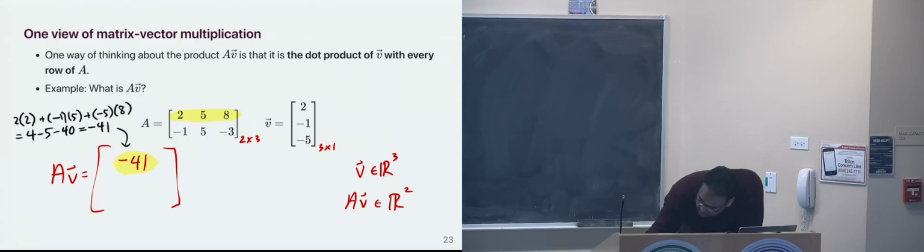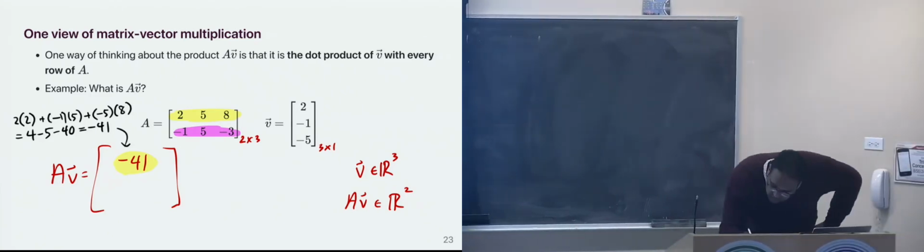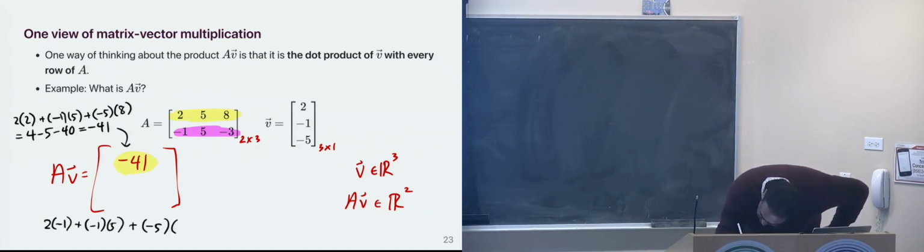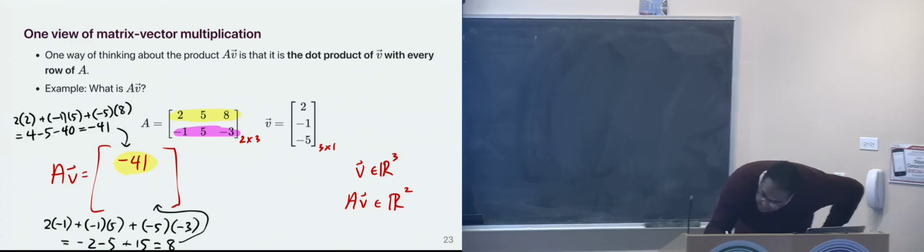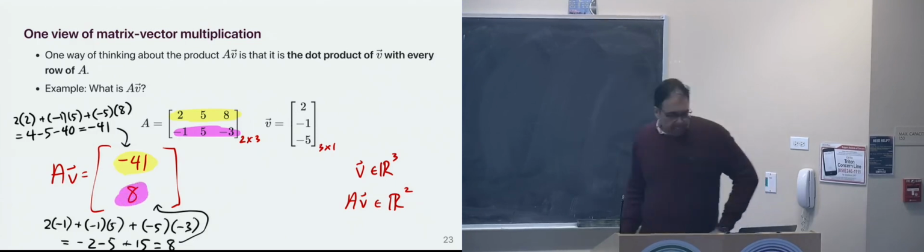What's the second element here? Well, it comes from taking the dot product of V with negative 1, 5, and negative 3. What is that dot product? Well, it's 2 times negative 1 plus negative 1 times 5 plus negative 5 times negative 3. To me, that looks like negative 2 minus 5 plus 15. Last I checked, that looks like 8. Okay? And that came from taking the dot product of V with the second row of A.